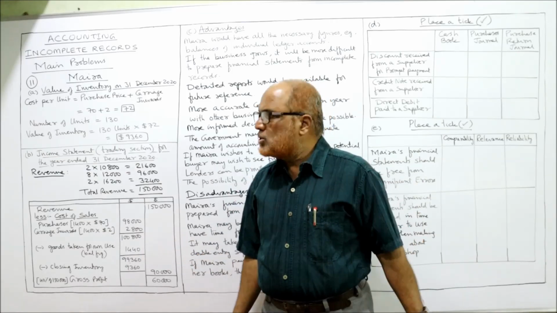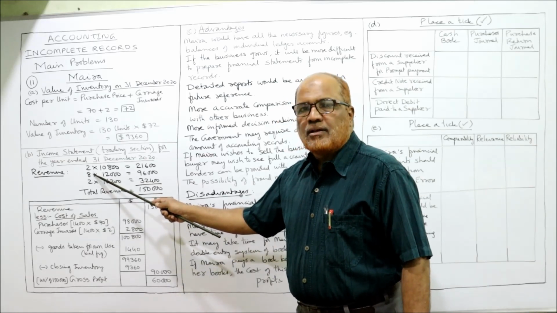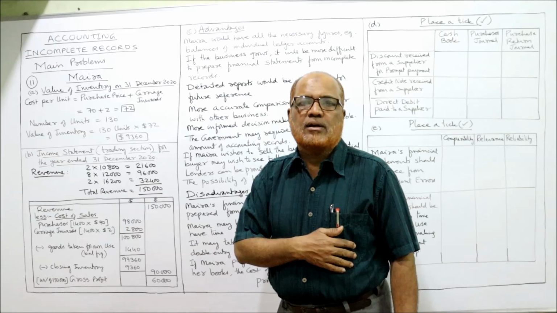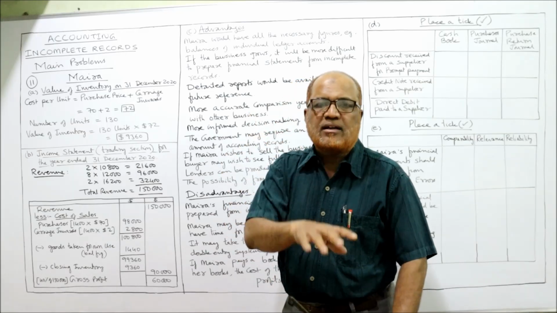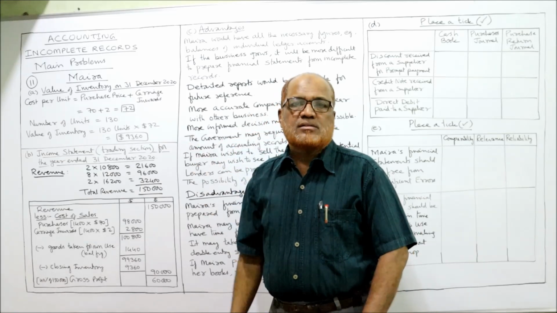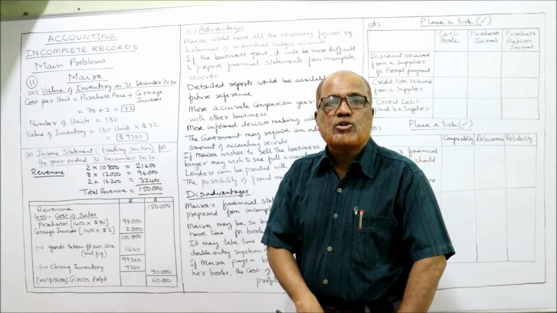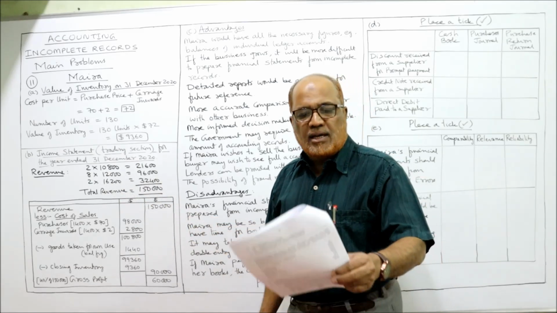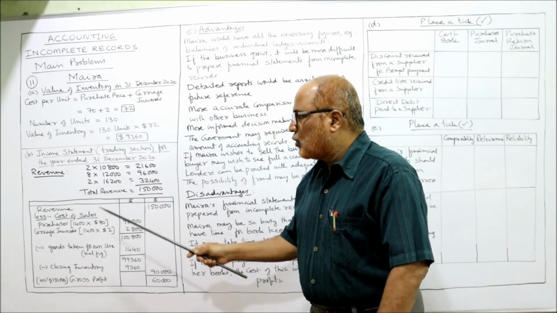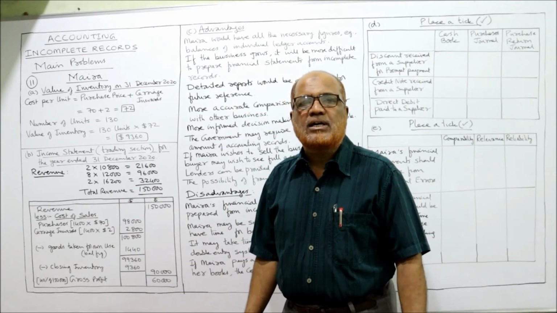First we calculate how much the total sales are for the whole year. The first 2 months, the monthly sales are 10,800 and 10,800. So 2 into 10,800, 21,600 is the sales of the first 2 months. Next 8 months, the sales are $12,000 every month. So 8 into 12,000, $96,000. Last 2 months, the sales are 16,200 per month. So 2 months into 16,200, 32,400. Add up the total: 1,50,000 is the total sales for the year.